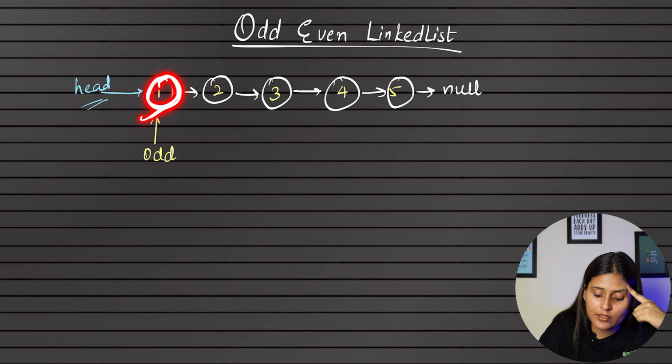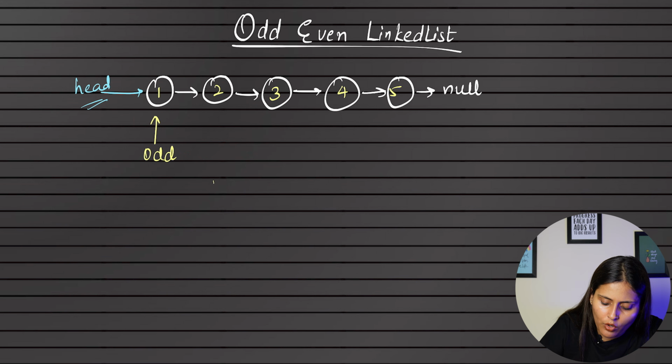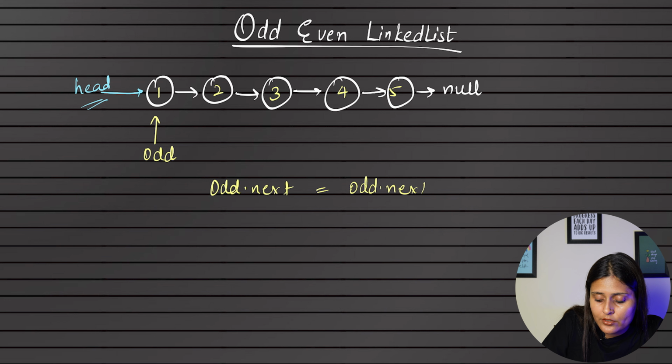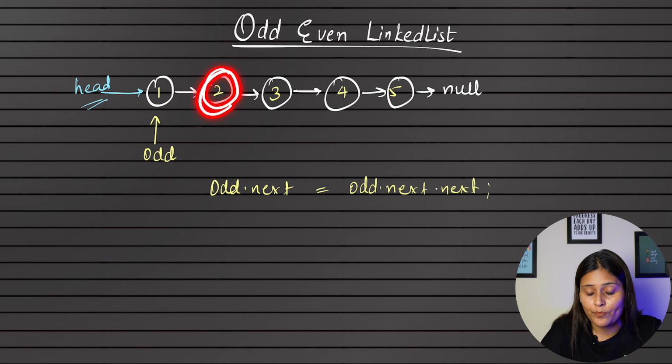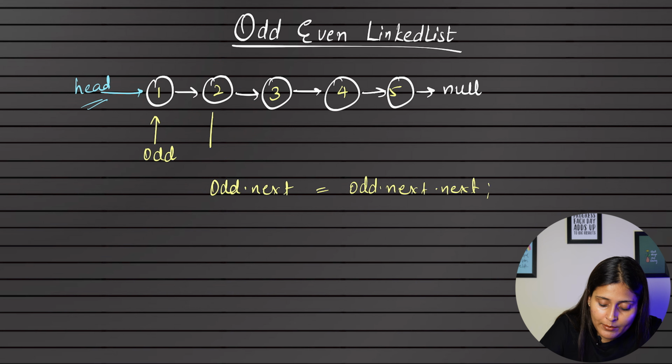So what do you think? We have to connect this with this, correct? So we can think, why not write odd dot next, which is currently 2, I want to connect to 3. So odd dot next dot next. Okay, this might be correct, but we have to keep track of 2 also. If you directly connect to this, you might lose 2 forever. So we have to save it somewhere, correct? Yes. So let's name it even to save it.